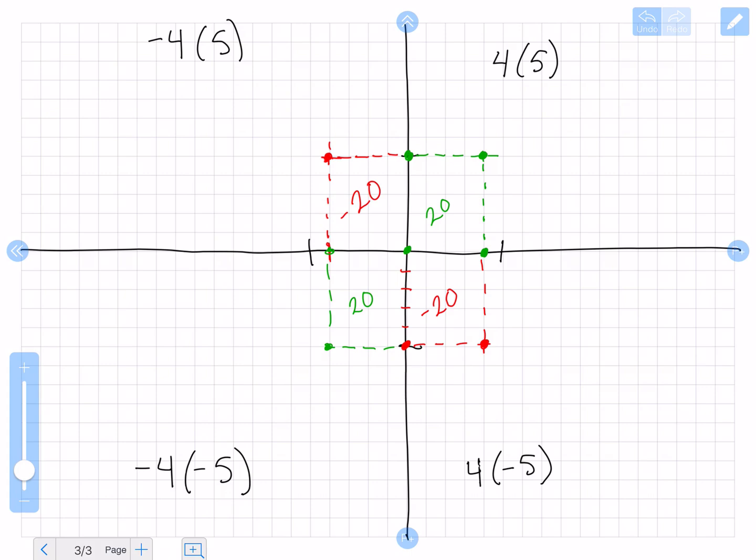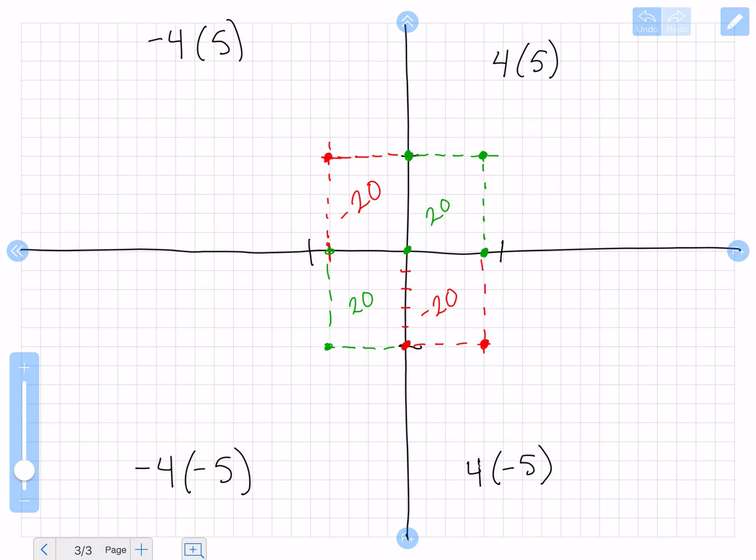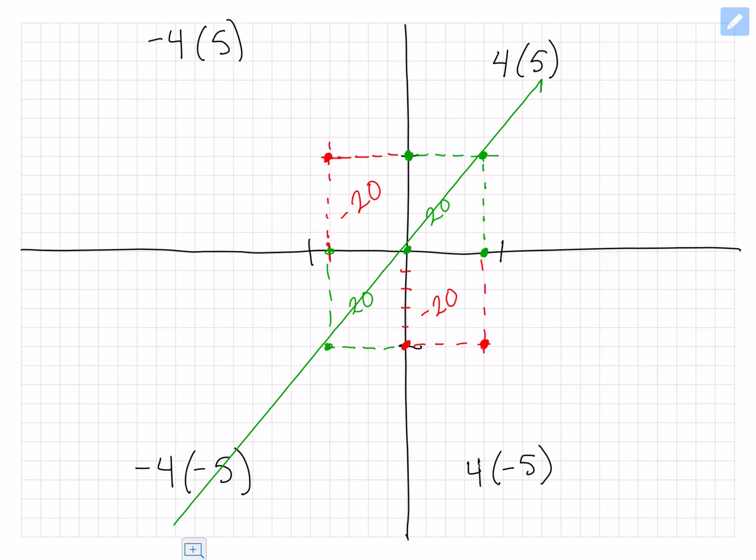In 8th grade math, you learn about slope, and slope is either positive or negative. Positive slope moves from left to right in an upward direction. And so if I draw a line through the origin and the corner of that rectangle, that shows me that it's going to be positive.